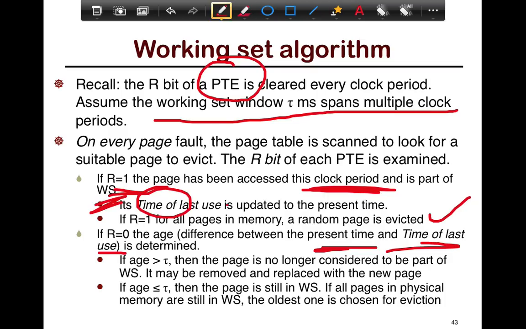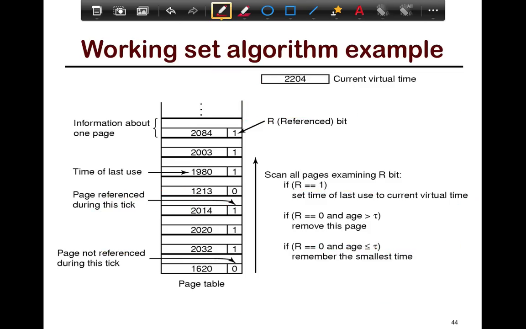If the age is really high, then the page is no longer considered to be part of the working set, because the last time it was touched was a really long time ago. If the age is not that high, then the page is still in the working set, because we don't know if it was not referenced a long time ago. So we don't know if the information is stale or not. And if all pages in the physical memory are still in the working set, which is a possibility because all pages were equally likely to be used, then the oldest one is simply chosen for eviction, or the first one that was brought in. Okay.